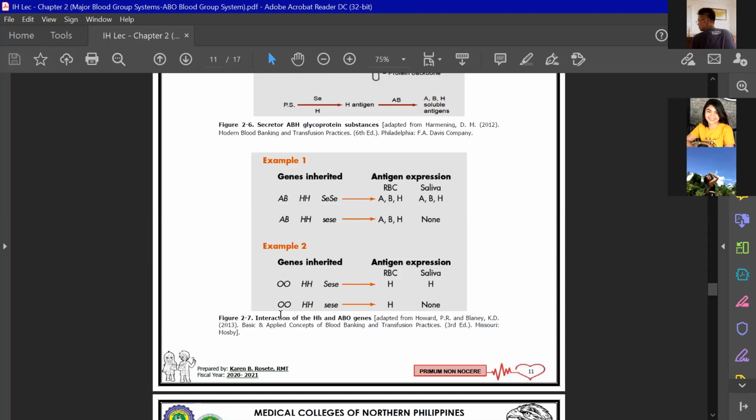Another example, we have here an individual having an O genotype, meaning walang A and B antigens both in the RBC and in the body secretions. But since meron siyang H gene na na-inherit, and our H gene has the end product, which is the H antigen, merong H antigen on the red cells. Pero, bakit walang H soluble antigen dun sa saliva? Kasi nga, ang na-inherit niyang gene ay yung amorph or silent gene, which is the small letter se. So this is considered a non-secretor individual that does not have soluble antigens in the body secretions and other body fluids.